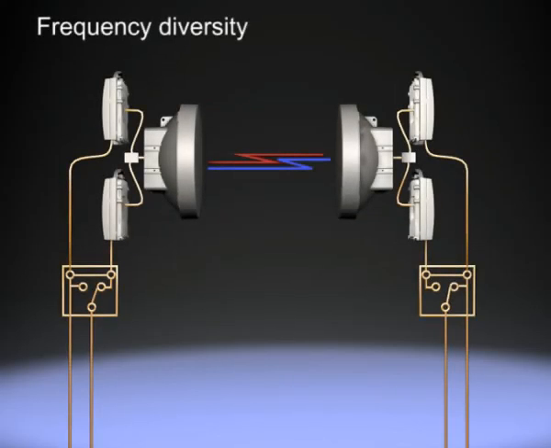Another form of diversity is frequency diversity. Multiple signal path fading is also frequency dependent. So if two radio links have different frequencies but the same antenna, then the fading of both channels will not occur at the same time. If the frequencies are very different, then only one channel may be affected.